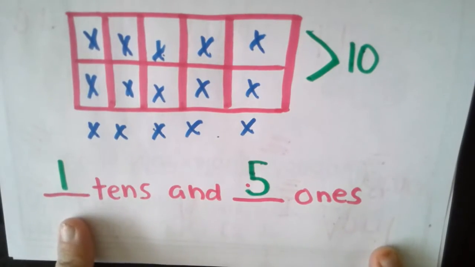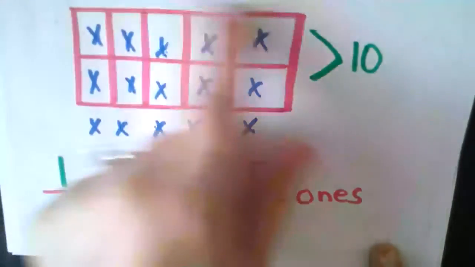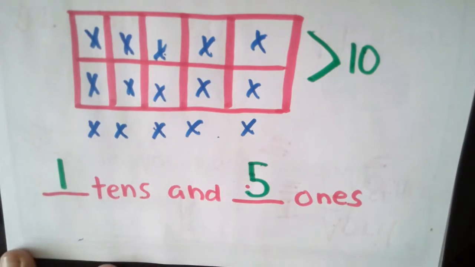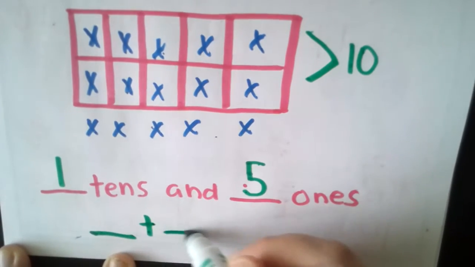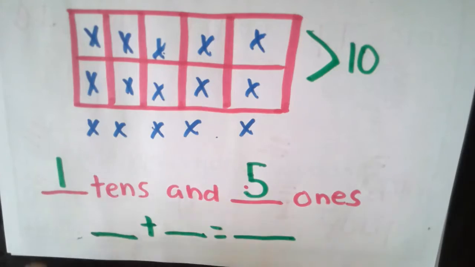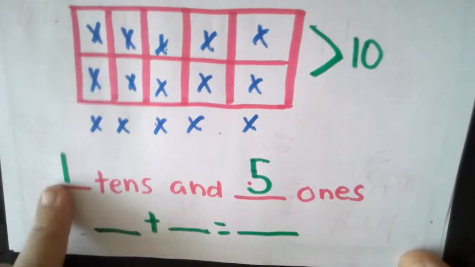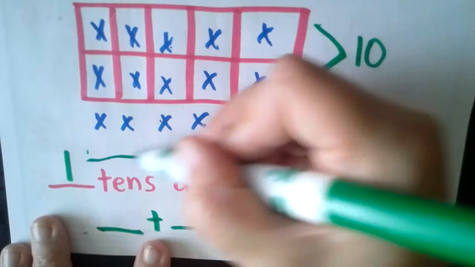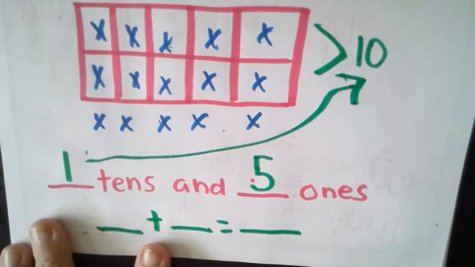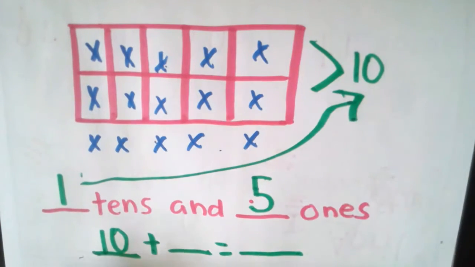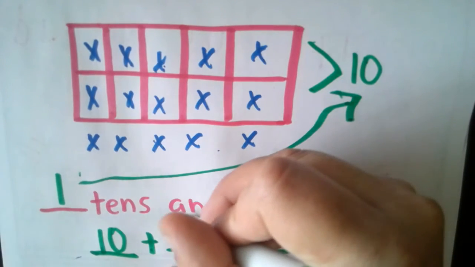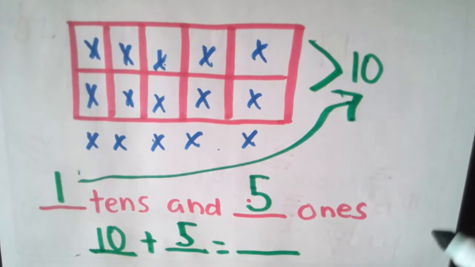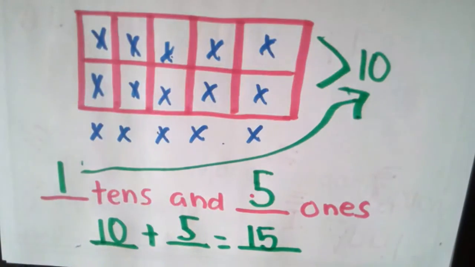Did I write a 10 here? No, because if I wrote a 10 here, that would mean that I had 10 whole 10 frames, and I don't have 10 whole 10 frames. So now what you're going to write is, as an addition problem, it would look like this. I see that I have a 10. I know the 10 shows me that I have 10. And I know that the ones show me I have 5. So 10 plus 5 is 15. So right here is the total number that you have is 15.